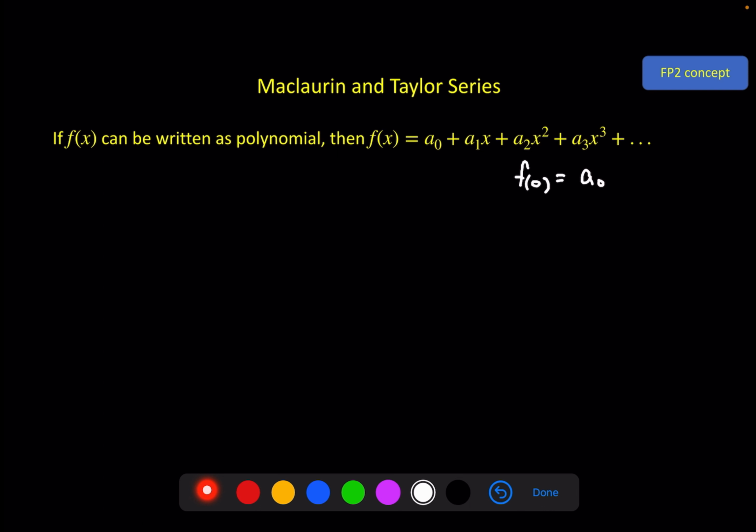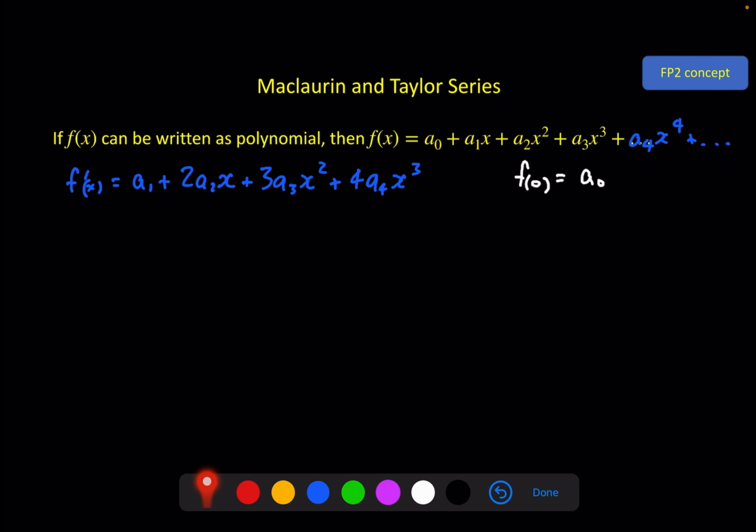But we can do the same sort of thing with all of the others. We just need to differentiate each time. If I differentiate this general form, then a0 differentiates to 0, a1x differentiates to a1, a2x squared differentiates to 2a2x, and if we keep going we get 3a3x squared, and if I put another one in there we get 4a4x cubed from a4x to the 4 here. I'll stop there, but you get the idea.